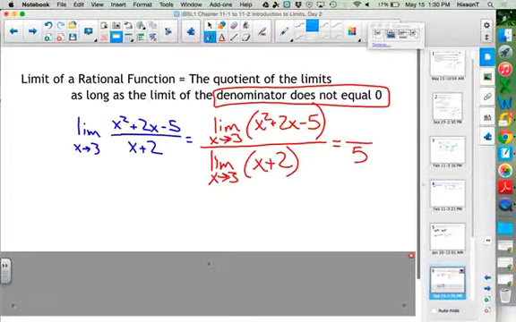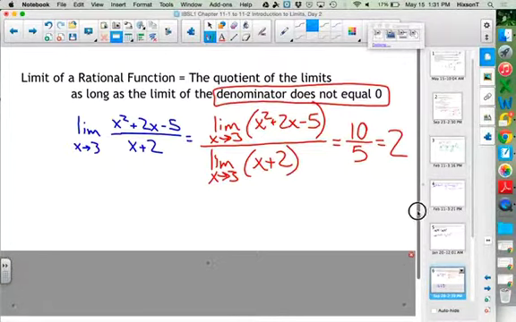Our numerator is a polynomial, and we can evaluate a limit of a polynomial by simply plugging in 3. What would we get there? 10. 9 plus 6 is 15, minus 5 is 10. So the limit of that whole thing equals 2. It's not that bad.